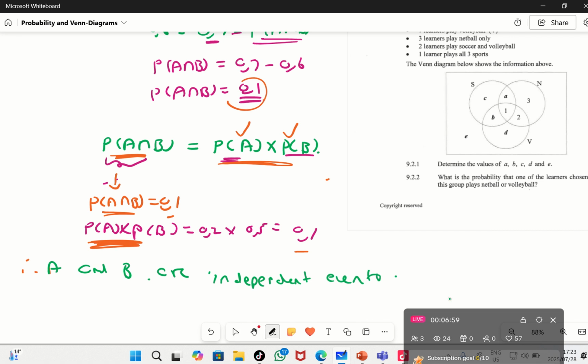All happy? Why? You must give a reason why. Because the probability of A and B is equal to the probability of A times the probability of B. All happy. Any questions?